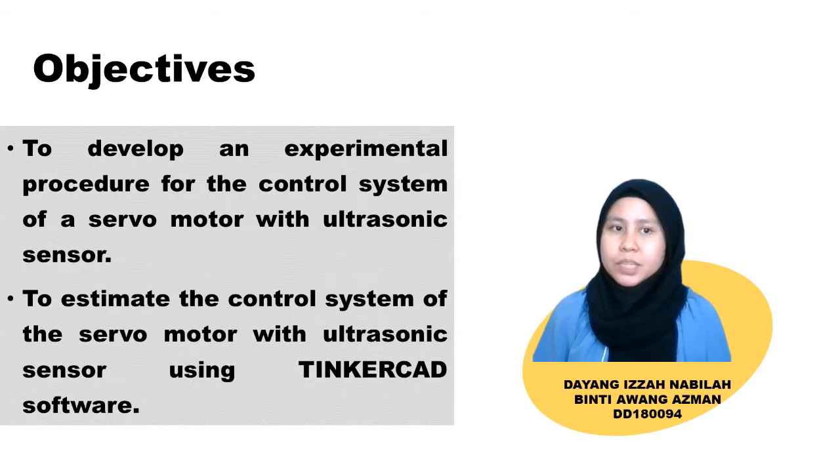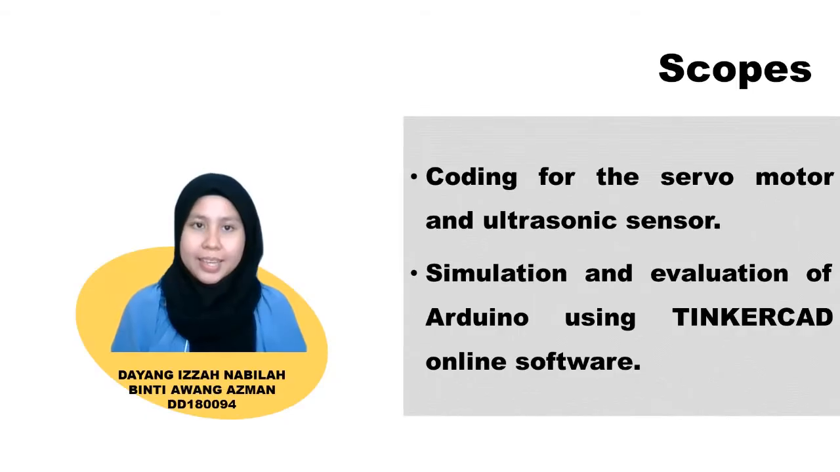Basically, the objective of the experiment is to develop an experimental procedure for the control system of a servo motor with an ultrasonic sensor. And the second objective is to estimate the control system of the servo motor with the ultrasonic sensor using Tinkercad software. Next, as for the scope of the experiment, we are focusing on the coding for the servo motor and ultrasonic sensor. And the second one is the simulation and evaluation of Arduino using the Tinkercad online software.